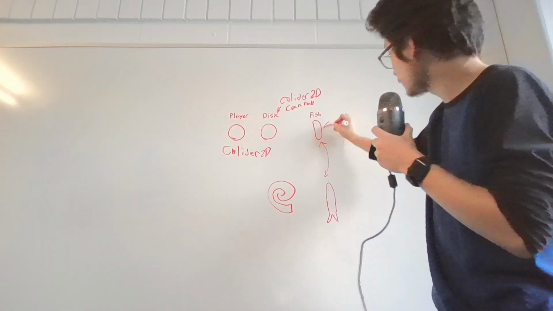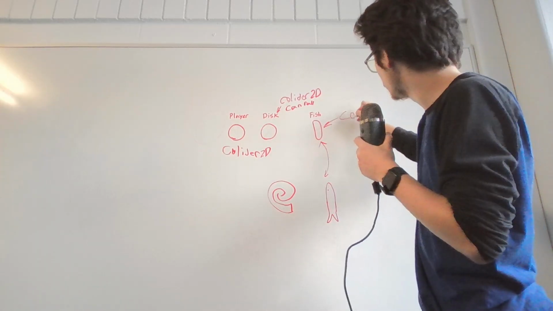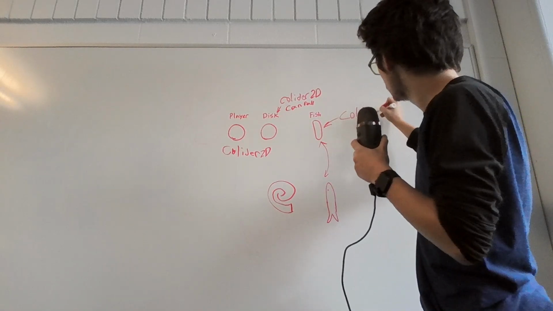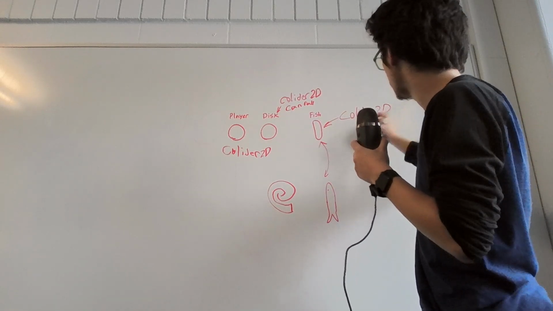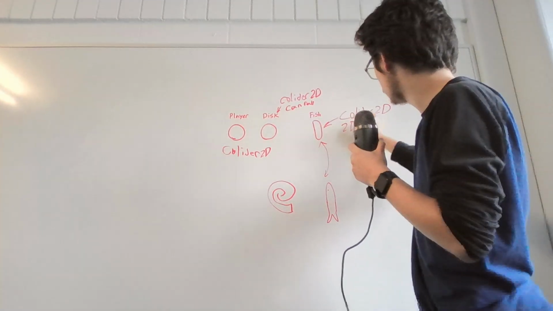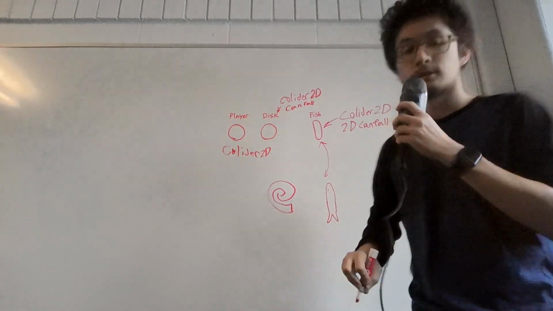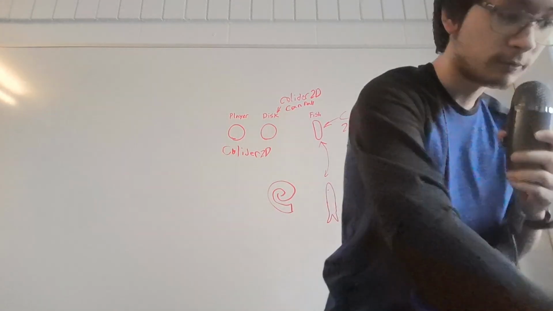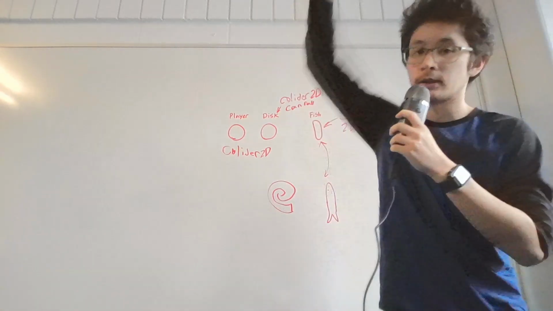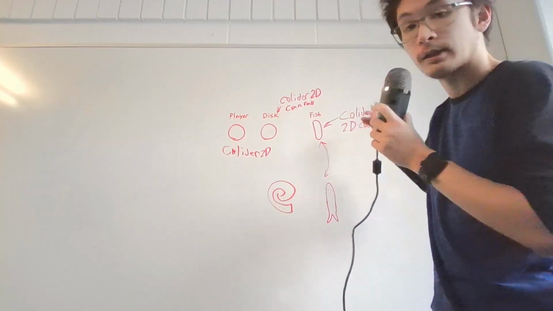So it has everything that it needs. It has the collider, and it has the 2D rigid body, so it can fall. That's it for that.